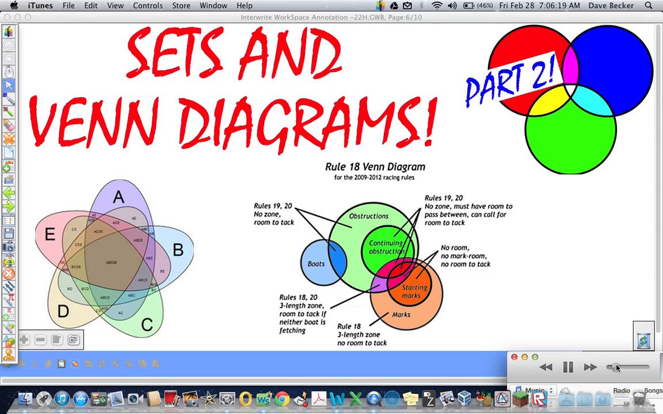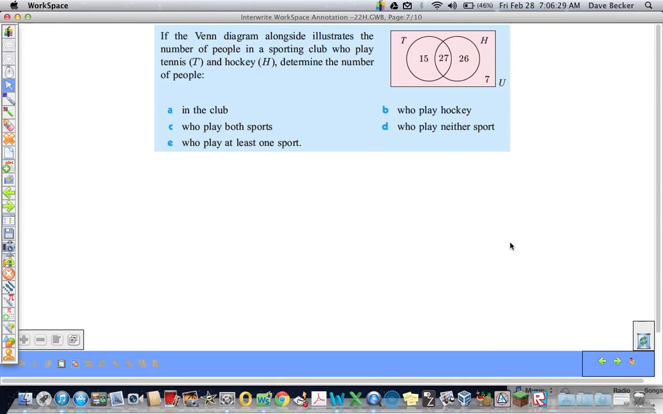Mathematics. We are continuing our quest for the knowledge of how to interpret, how to work with, and how to use sets and Venn diagrams. Let's get right back to it, shall we? Okay, so we have a Venn diagram here, and it illustrates the number of people in a sporting club who play tennis, represented by T, hockey by H, and determine the number of people in the club.